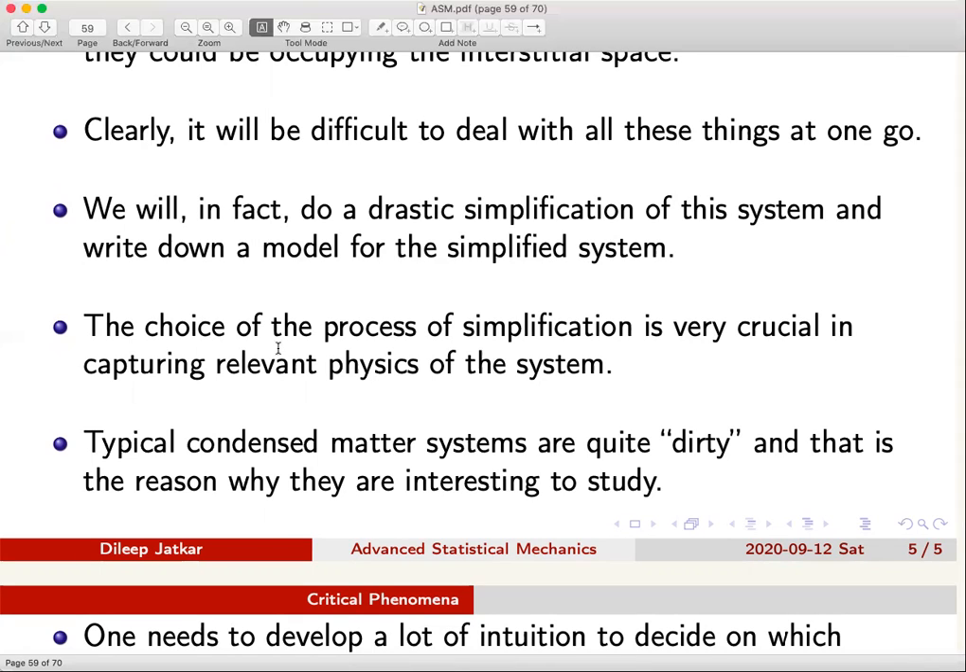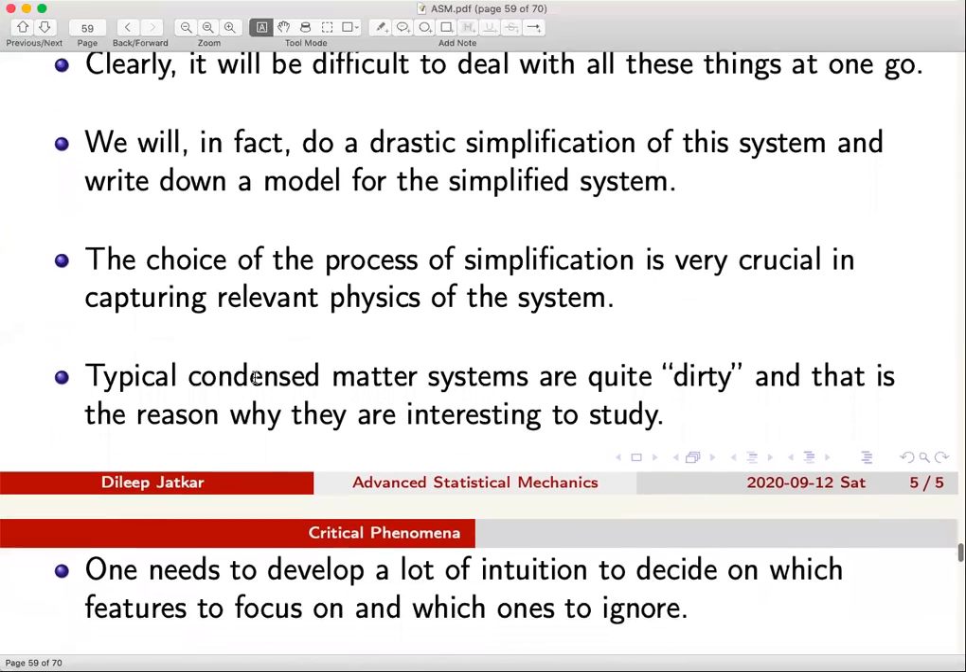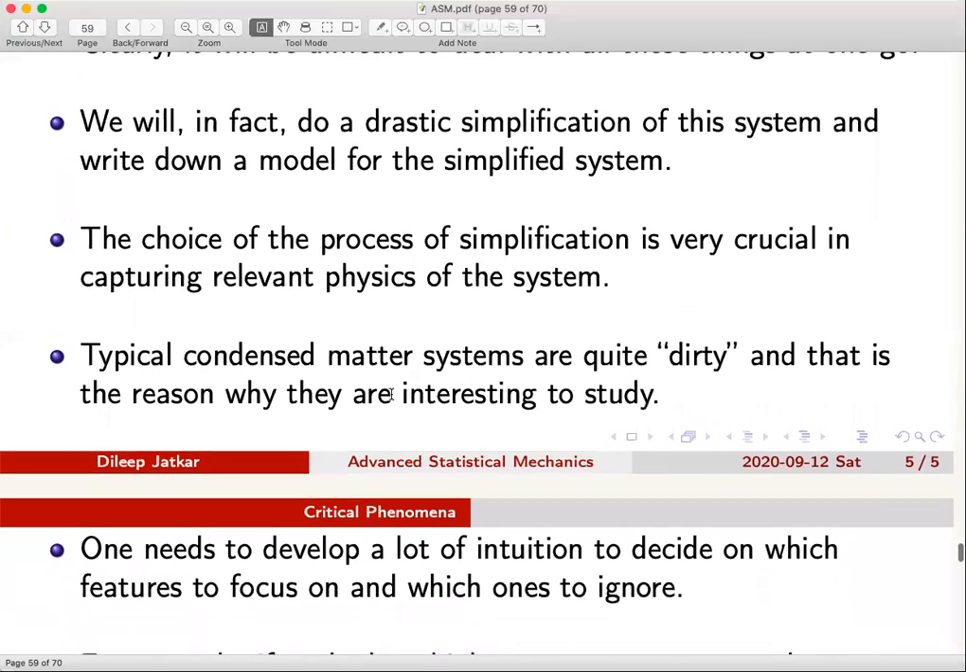But as I said, typical condensed matter systems are quite dirty, because a lot of other things are also simultaneously happening, and you cannot just focus on one particular aspect and say, okay, I ignore everything else and I just look at this aspect. There are some situations in which you can do that, but not always. And that is one reason why, in spite of these systems being quite dirty, in quotes, they are much more interesting systems to study.